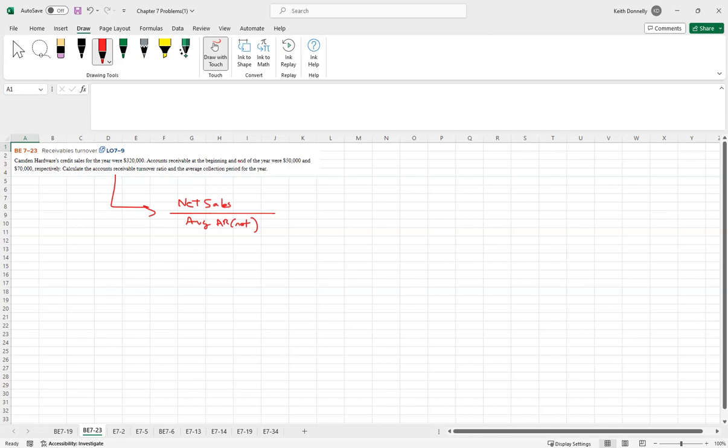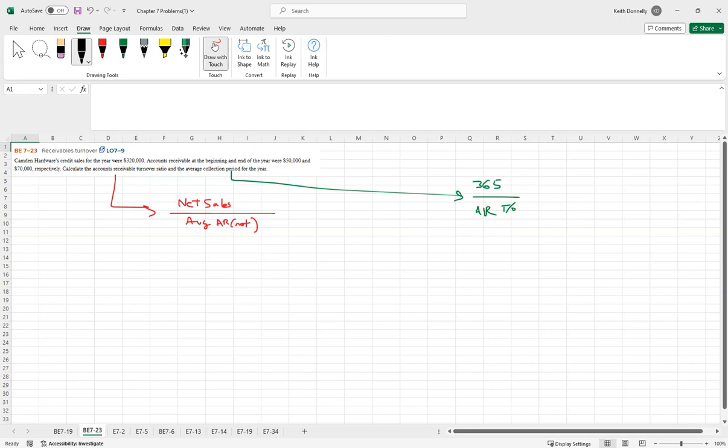And then they also want us to figure out the average collection period. So that guy is going to be 365 over the accounts receivable turnover ratio. In other words, this guy right here, when we calculate it, we're going to just carry it right over. All right, so this is going to be a plug and chug here.